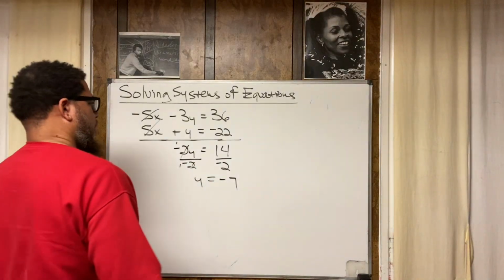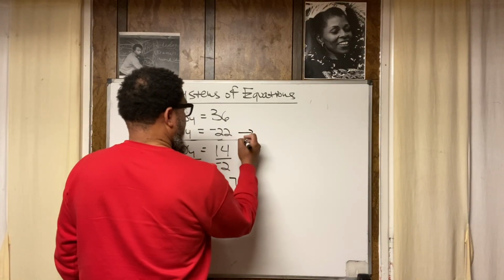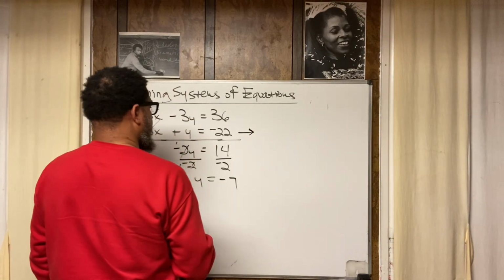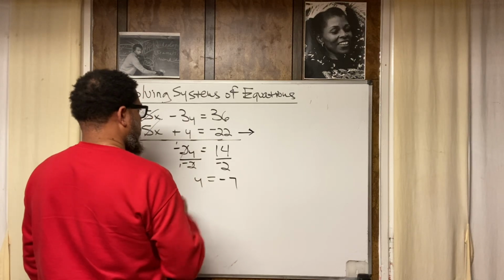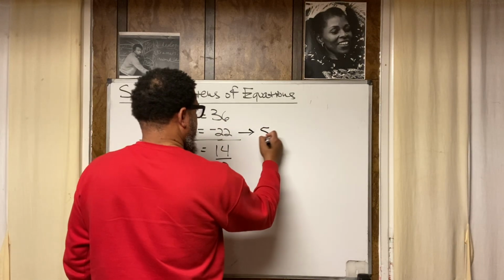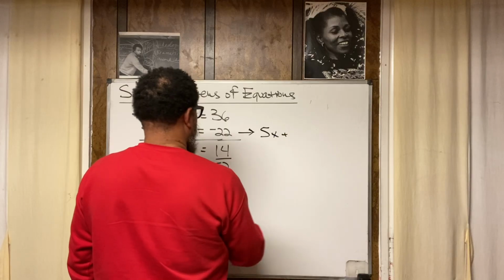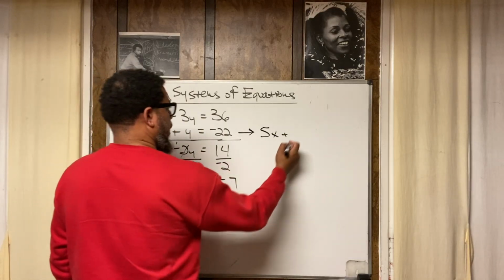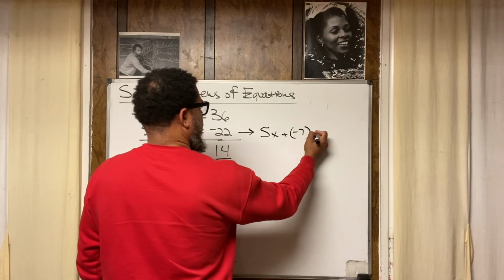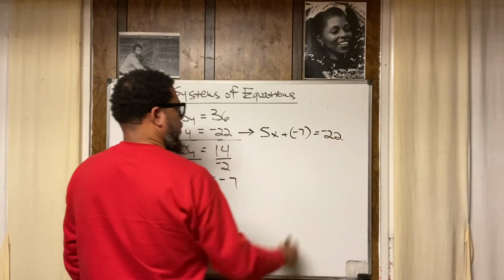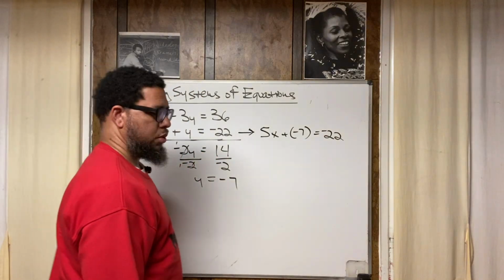Right. All right, so we can do the second equation now, but does it matter though? Could you use the first equation if you wanted to? Yeah, definitely. You can use either one. So you got 5x plus negative 7. Don't forget the negative sign. So put the negative 7 in parentheses. That equals negative 22. So what would your next step be?